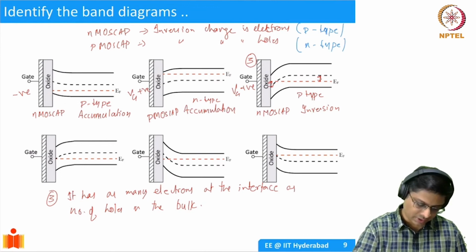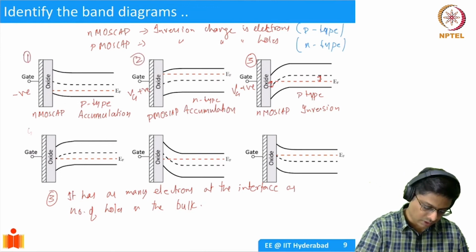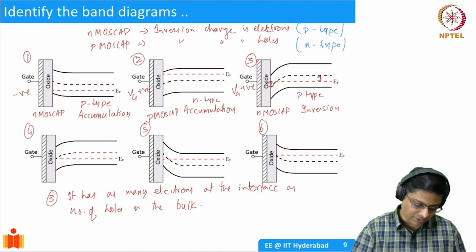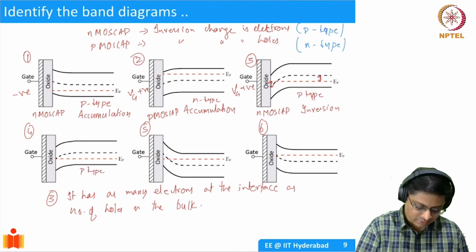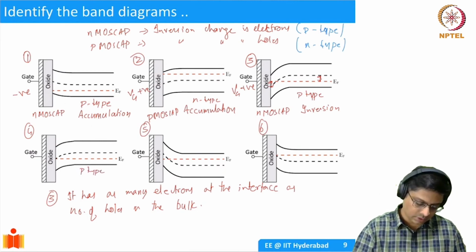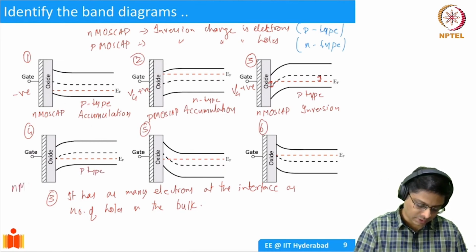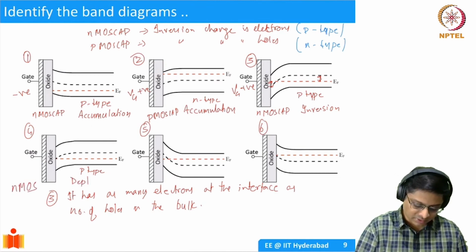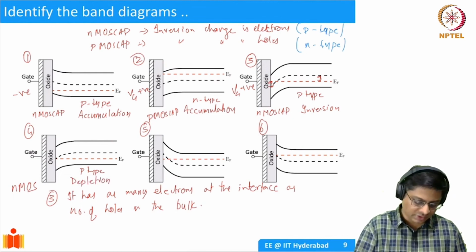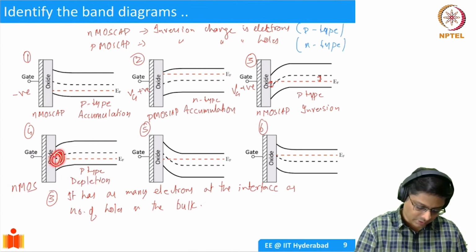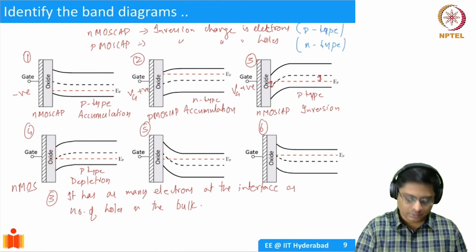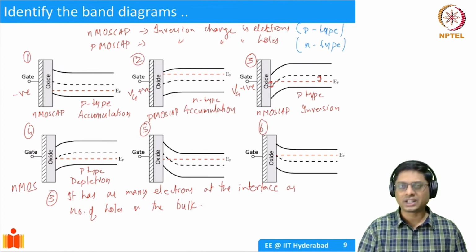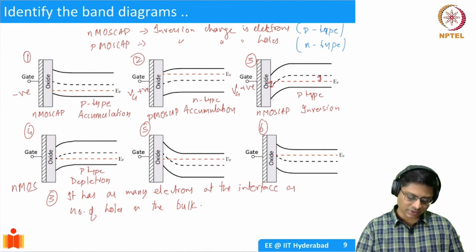What about figure 4? So this is 2, this is 1, this is 4, 5, and 6. In this case, we have again a P-type substrate, so this is an NMOS device, and this is in depletion. Since EF is at EI here, we have simply depleted the substrate of all the holes, but there are really not many electrons present. That's why we call it depletion.